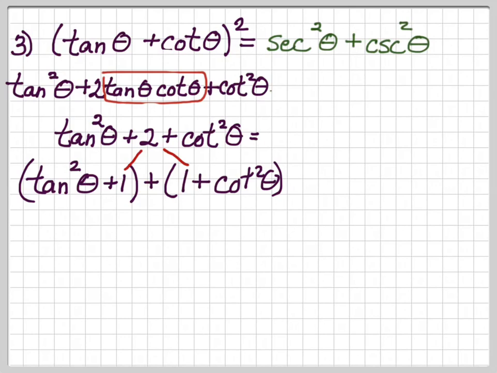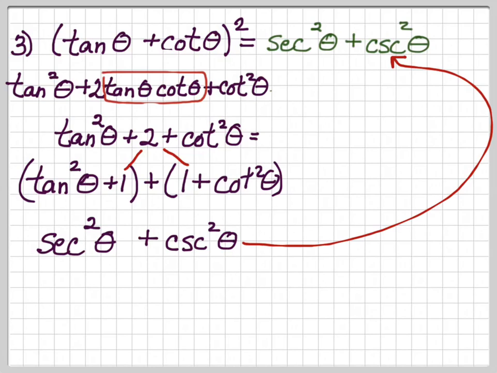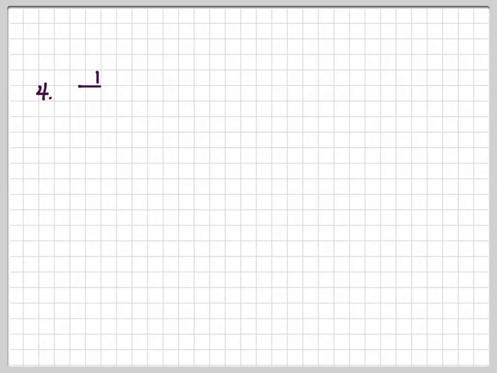How can I do that? Because I take the 2 and divvy it up there. Okay? So through your Pythagorean identities, you know that tangent squared theta plus 1 is secant squared theta, and 1 plus cotangent squared theta is cosecant squared theta. So there's your answer. On to the next one.